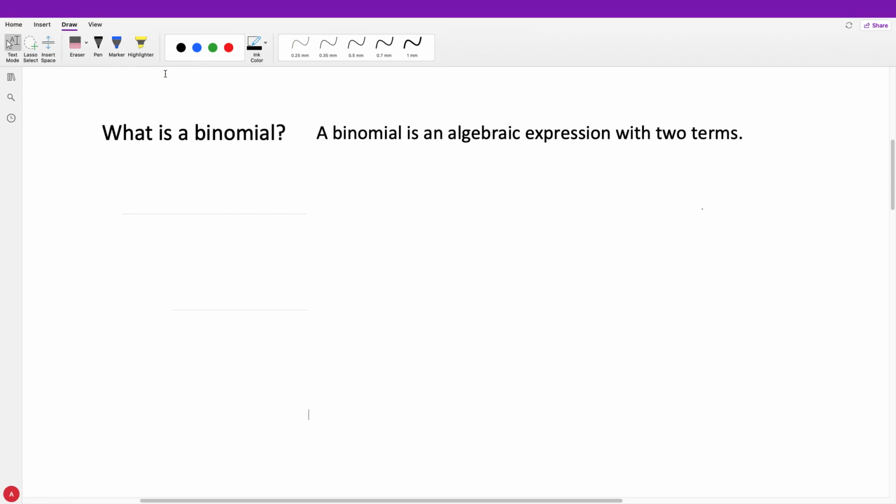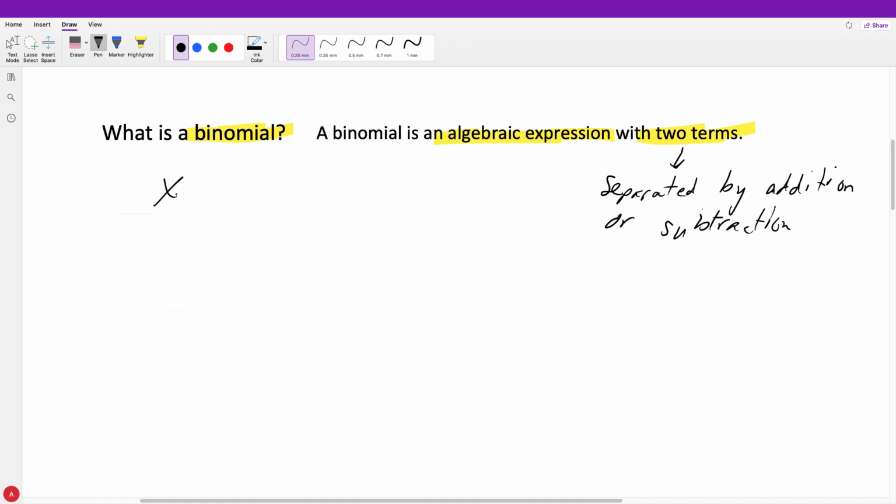Well, if you're going to be multiplying binomials together, you'll have to know, what is a binomial? A binomial is an algebraic expression with two terms. And we've talked about what terms are and how we know if there's one, two, or three terms earlier in the year. But remember, terms are separated by addition or subtraction.